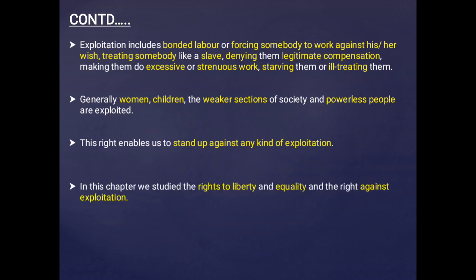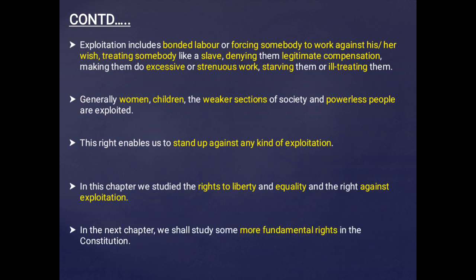In this chapter, we studied the rights to liberty and equality and the right against exploitation. In the next chapter, we shall study some more fundamental rights in the Constitution.